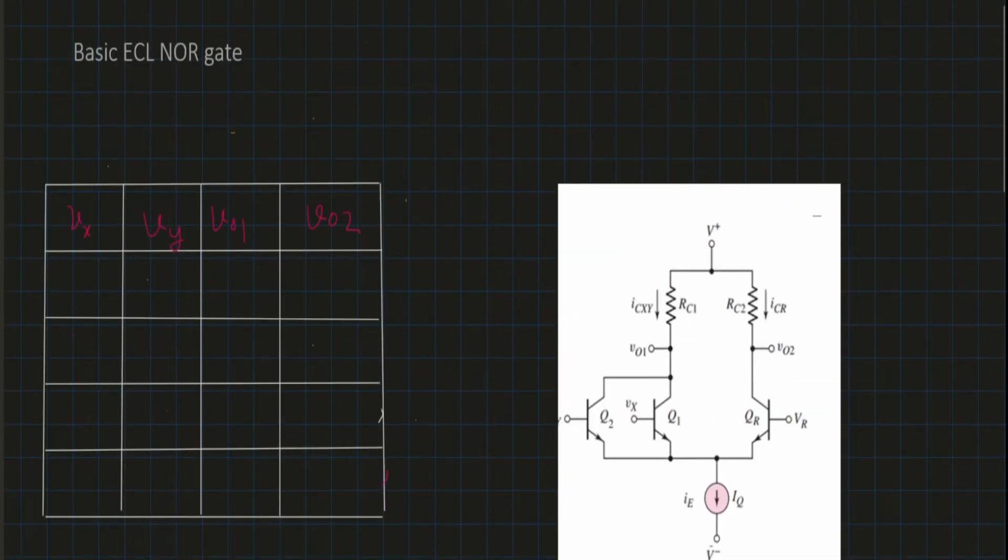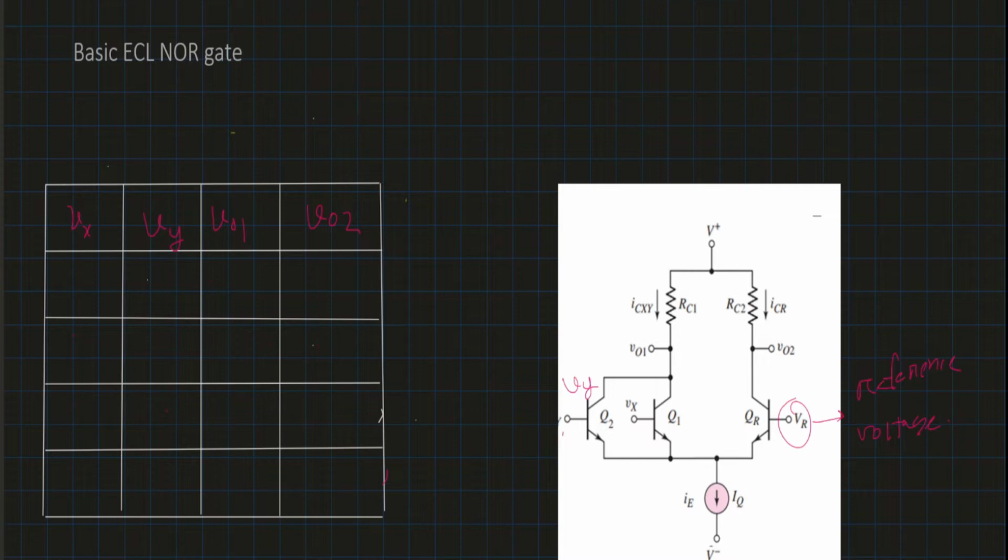Now we'll verify this truth table from this ECL NOR gate, which might seem quite different from the NOR gate that you are used to. The difference is that there's actually a third transistor here, beside the inputs. We have a different third transistor, and the input to this transistor is called the reference voltage. That means VR is known as the reference voltage, and it is important for an ECL circuit.